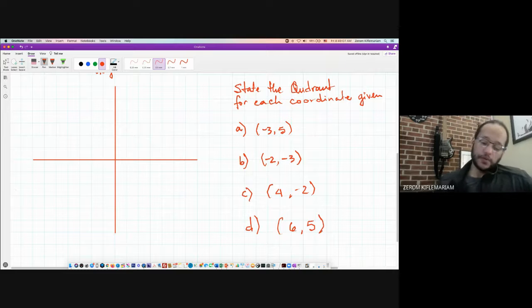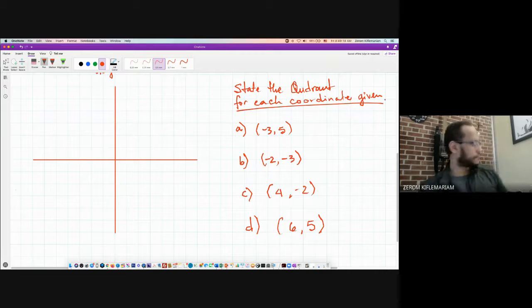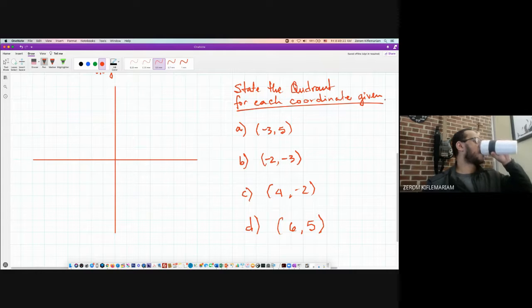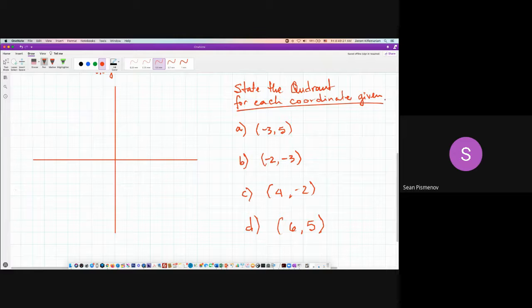Okay. So what would be the answer for the first one, A, B, C, and D? It says state the quadrant for each coordinate given. Somebody help me. A would be in the second quadrant.